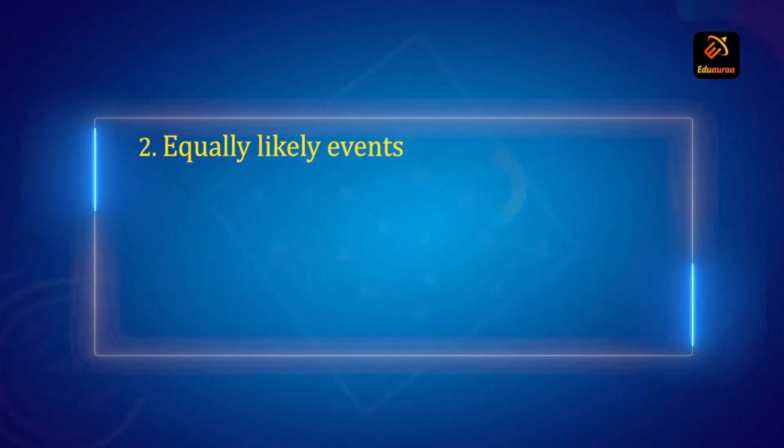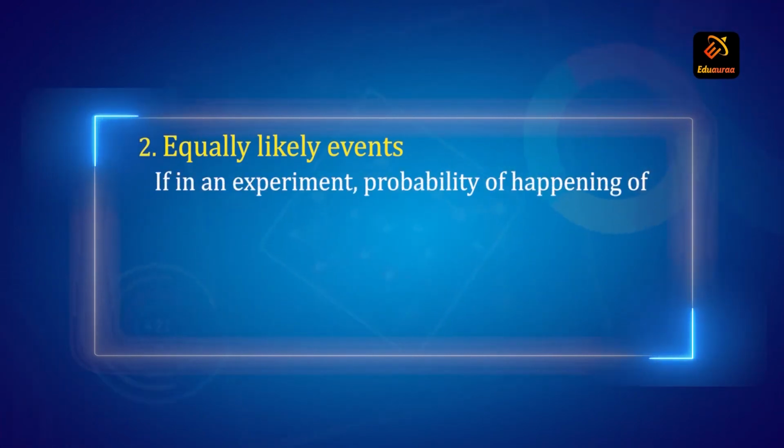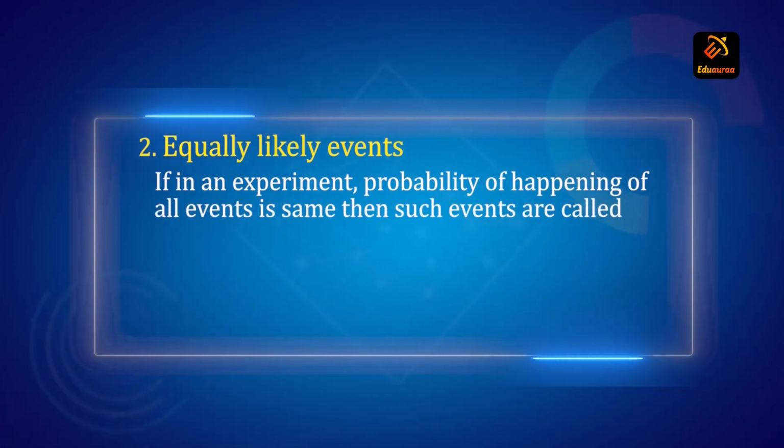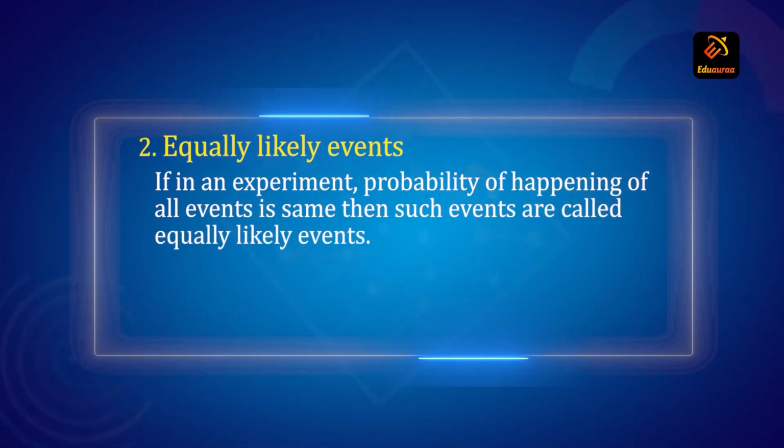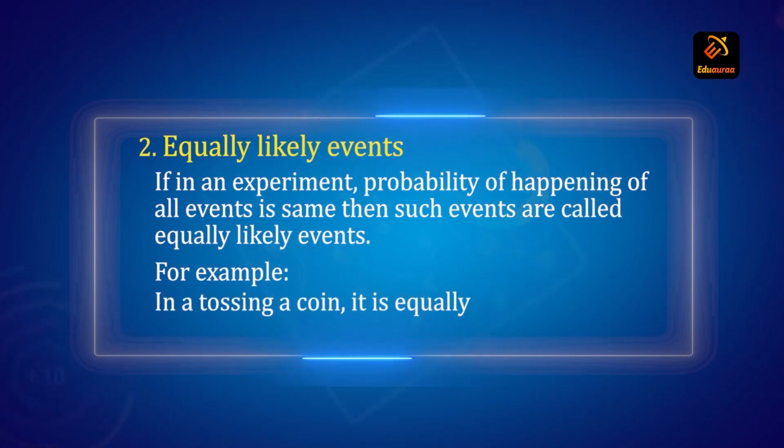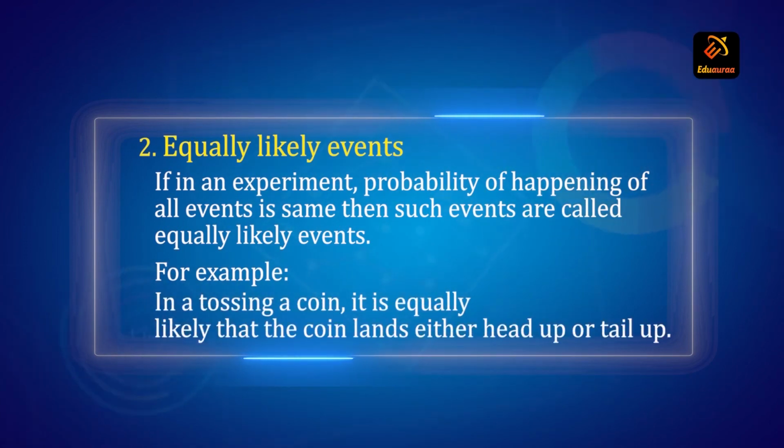Equally likely events. If in an experiment, probability of happening of all the outcomes is same, then they are called equally likely events. For example, in tossing of a coin, it is equally likely that we may get head or tail.